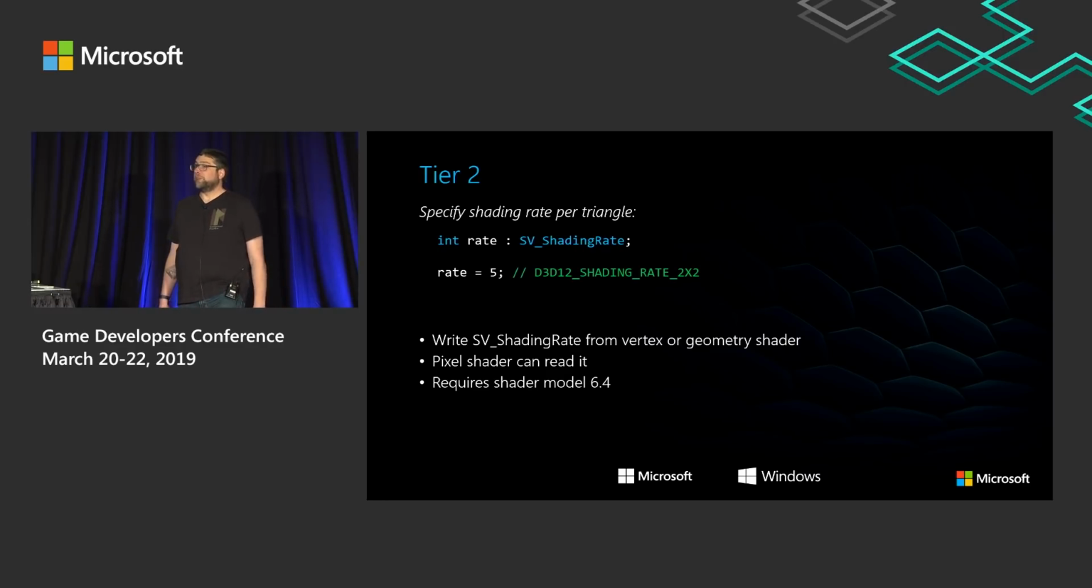This is also available in the pixel shader, where it's an input. You can't change this from inside a pixel shader because you've already started shading at that point. But if your pixel shader code wants to know what rate it's being shaded at, it can query this value.